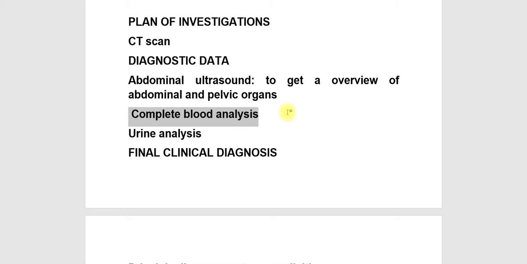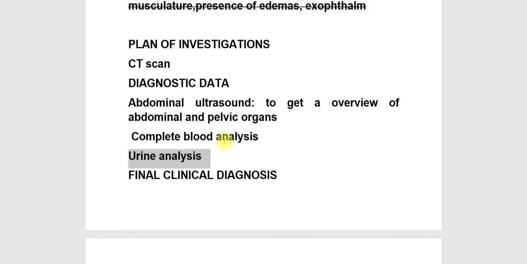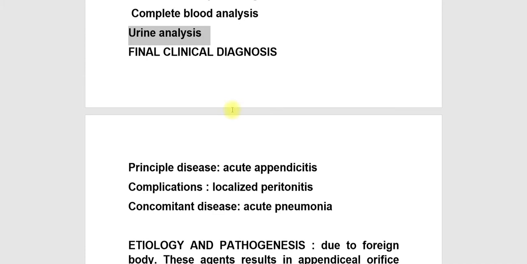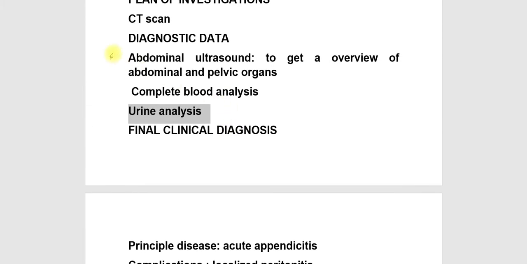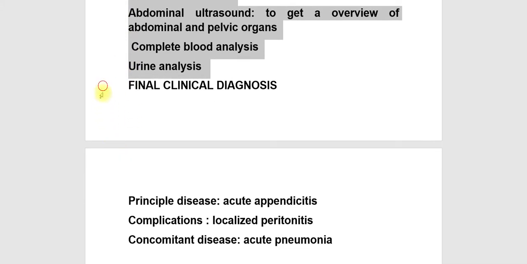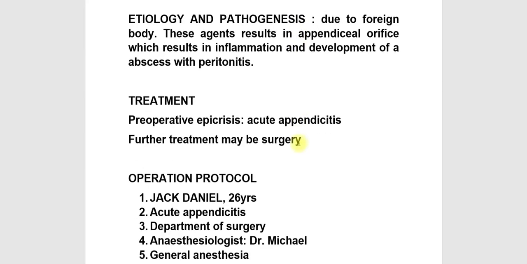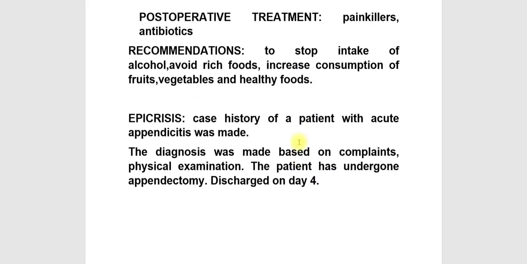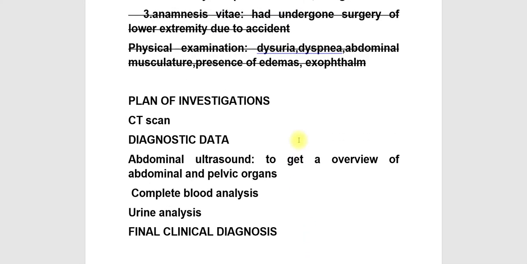Urine analysis. What exactly do you mean by urine analysis? Urine analysis for what? For anabolic steroids? Or for what? Very interesting. You proceed from this to a final clinical diagnosis. Final clinical diagnosis can be carried out only after you've performed differential diagnosis. I don't see a differential diagnosis section in your case history.